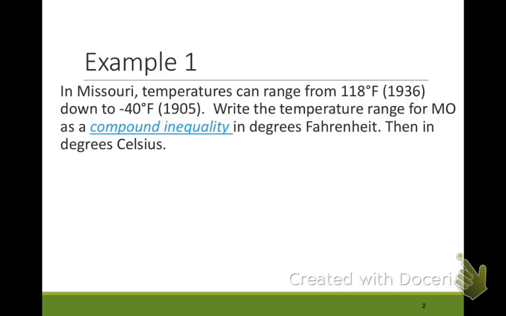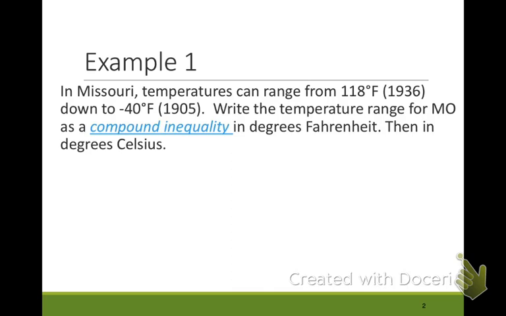So it says in Missouri, temperatures can range from 118 degrees down to negative 40. Okay, that's the highest temperature in Missouri versus the lowest temperature in Missouri. Write the temperature range for Missouri as a compound inequality in degrees Fahrenheit and then in degrees Celsius. We're just going to worry about degrees Fahrenheit for right now. So it's a compound inequality.